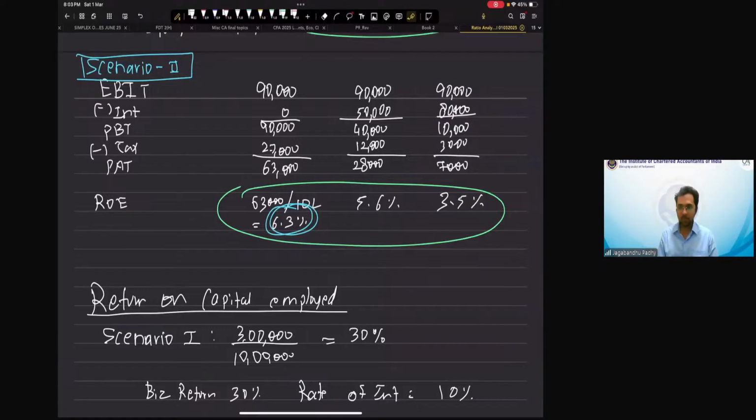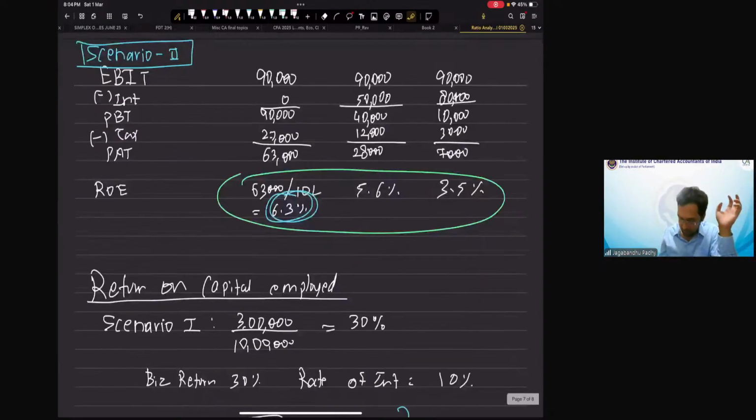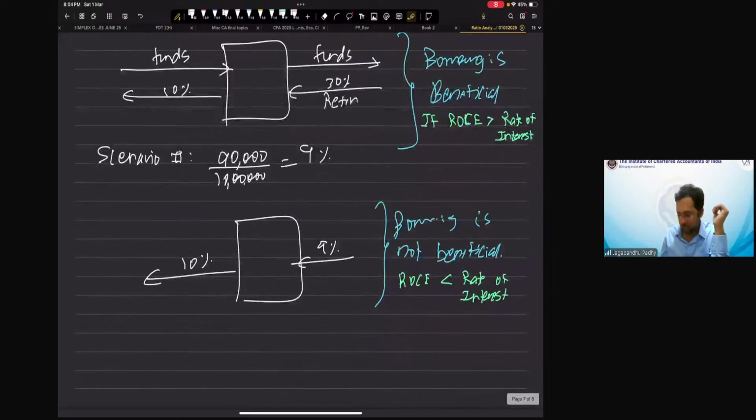Okay, right? So, is borrowing good or bad? Is borrowing money or taking money on a fixed cost good or bad? Guys, tell me. What do you feel? Borrowing money, is it good or bad? Or both ways? So it is good. Borrowing money is beneficial only if your rate of interest is lower than the return on capital employed. Whereas borrowing is not beneficial if your rate of interest is going to be higher than the return on capital employed.